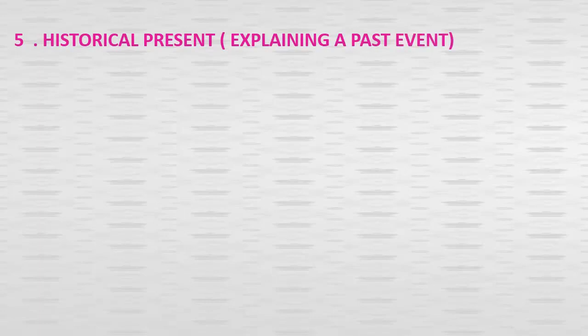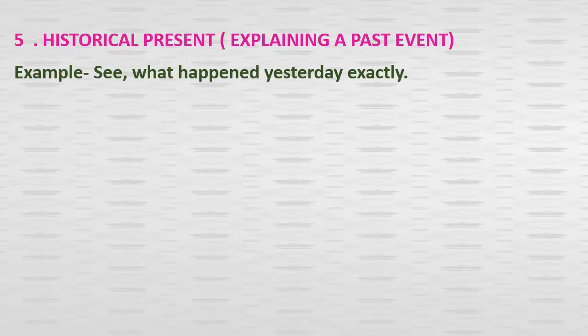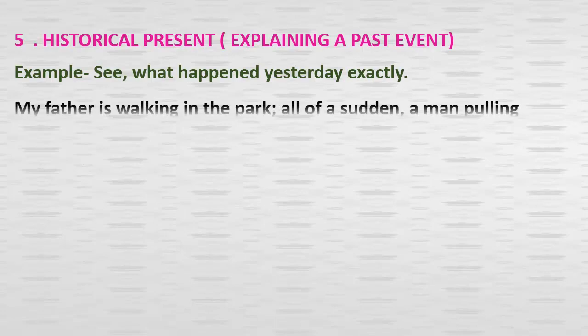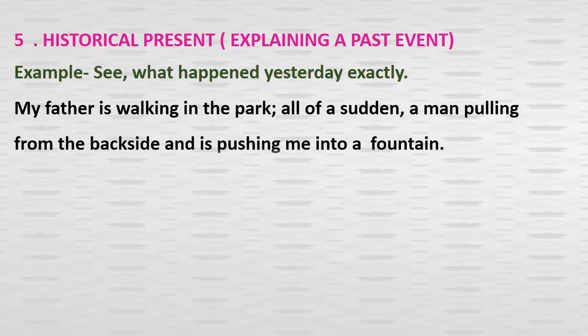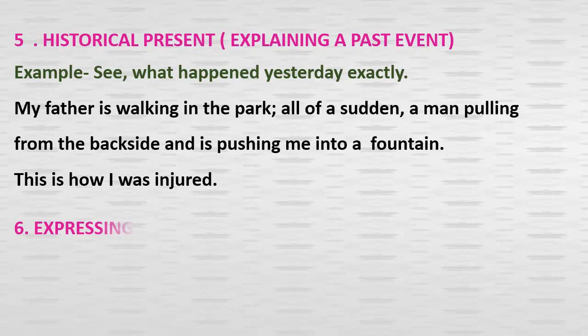Now, historical present, which explains a past event. Example: see what happened yesterday exactly. My father is walking in the park. All of a sudden, a man is pulling from the backside and pushing me into a fountain. This is how I was injured. So children, this is a historical present which explains a past event.